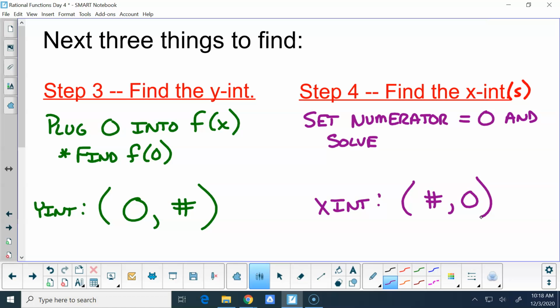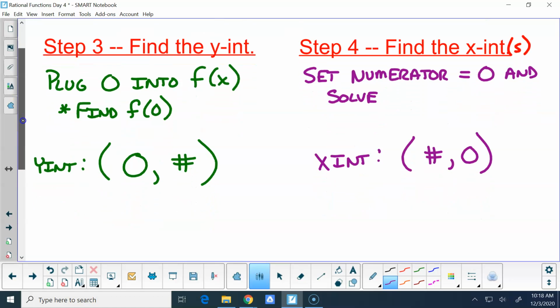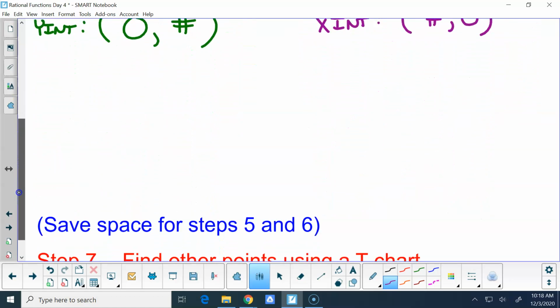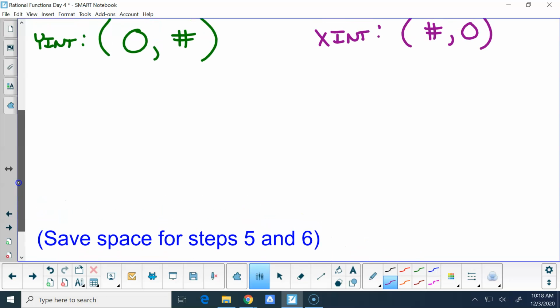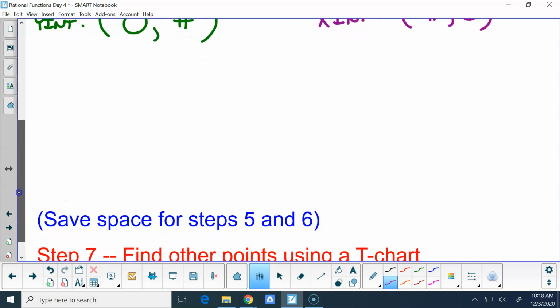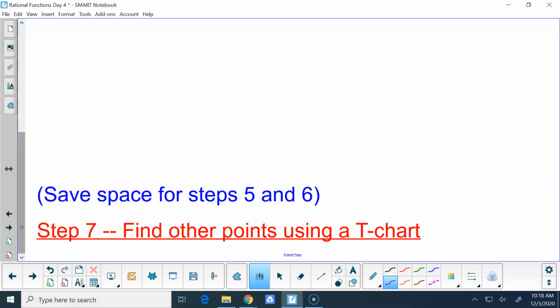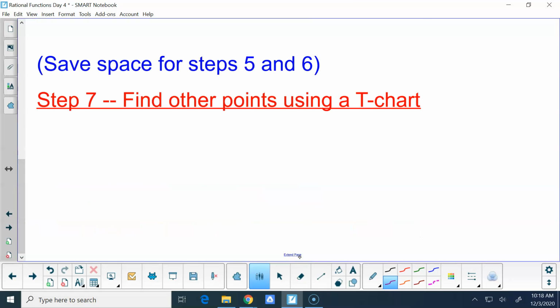Then the next thing that we're going to do, but it's actually step 7. So you're going to save a bunch of space for steps 5 and 6, because this will actually be your last step.